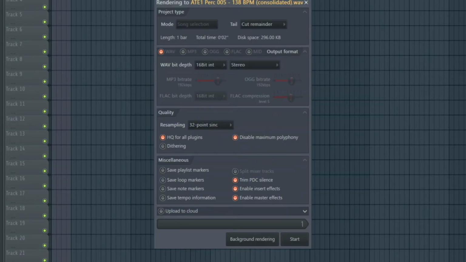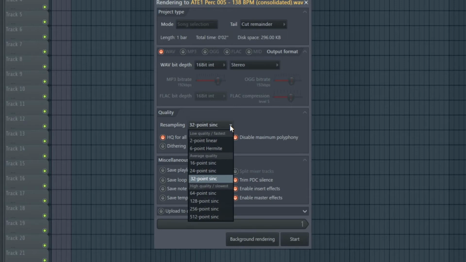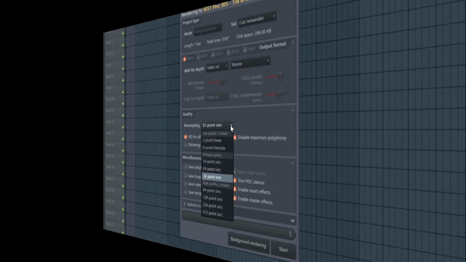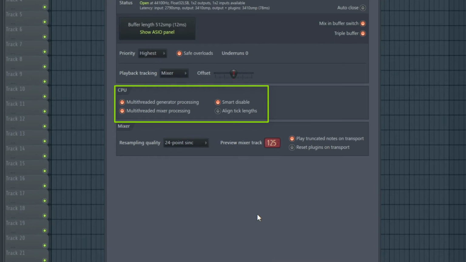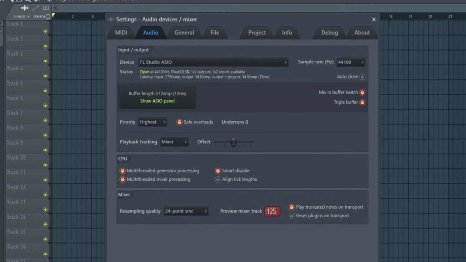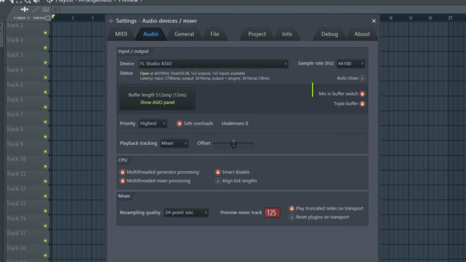The render options have their own settings, which you can set as high as you like. Just note, there could be a slight difference in sound between the live playback and the final render if these options are set differently. Higher settings don't always mean it sounds better. It depends on what you like best. Multithreading for generators and mixing should always be turned on, as well as Smart Disable. Try on your system if performance improves if you enable mix-in buffer switch, triple buffer, and safe overloads. I have mine always turned on.